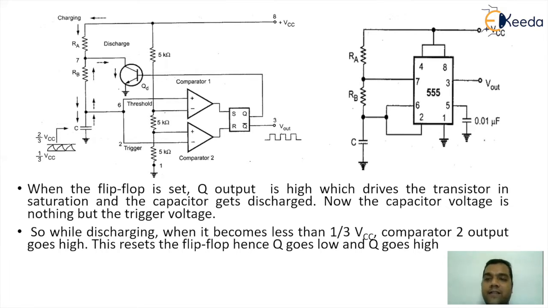Between pins 7 and 6 we have a resistance defined as RB. Between pin number 8 and pin number 7 we have a resistance defined as RA. Pin number 5 has a capacitor connected to ground. Pin number 1 is the default ground, and at pin number 3 we are taking the output.